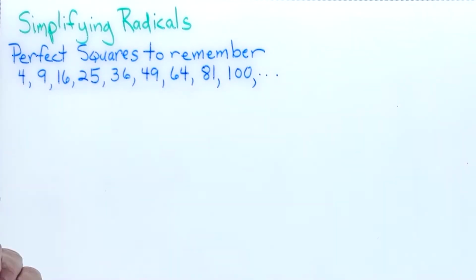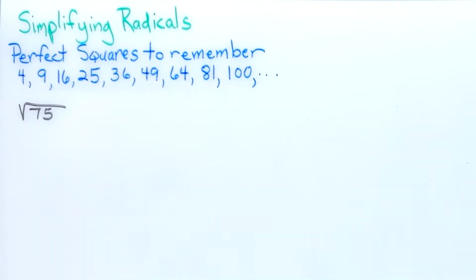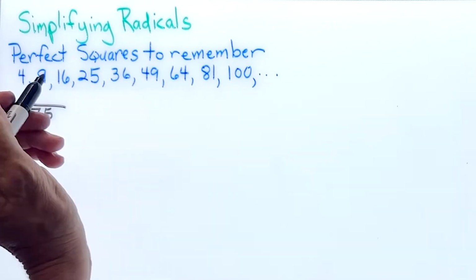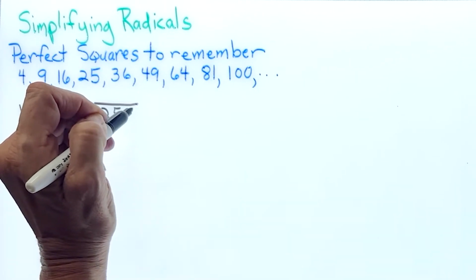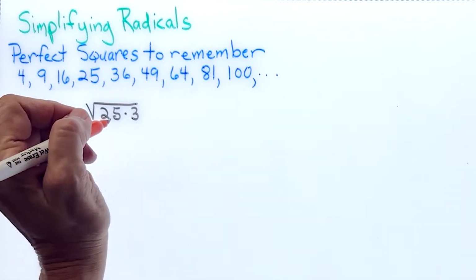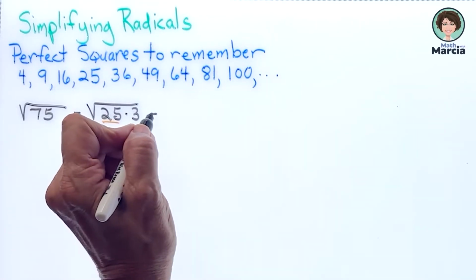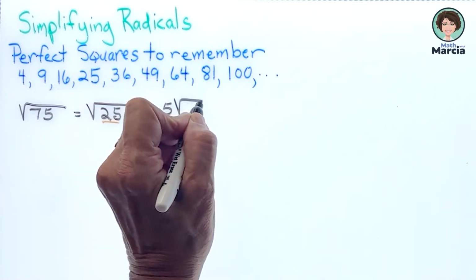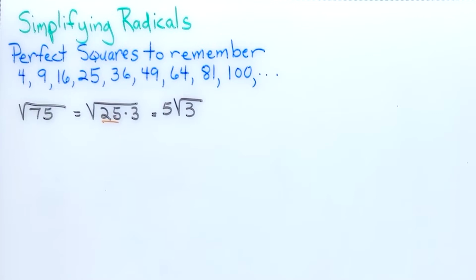So let's start off with the square root of 75. We know that the square root of 75 can be broken up into two factors of 25 times 3. And seeing that 25 is our perfect square, we know the square root of 25 is equal to 5. And so here's our square root symbol, and our 3 is left inside. So in simplest terms, the square root of 75 is 5 square roots of 3.